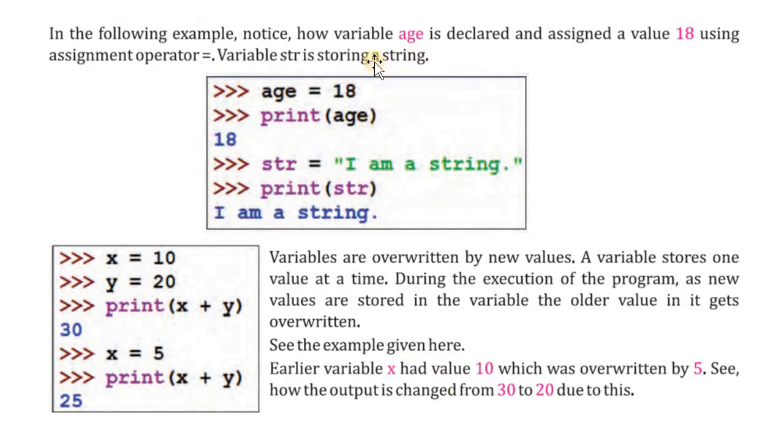Now, in this following example, see how variable age is declared. So see, age is equal to 18 and it is assigned value 18 using the assignment operator. So I am again sort of revising. Now, here this variable str is storing a string, and it is "I am a string". So the first part is over here. After writing age is equal to 18, if I write print age, I will get the answer as 18. Now next, if I store in str the string "I am a string", and if I write print str, then I will get the output string.